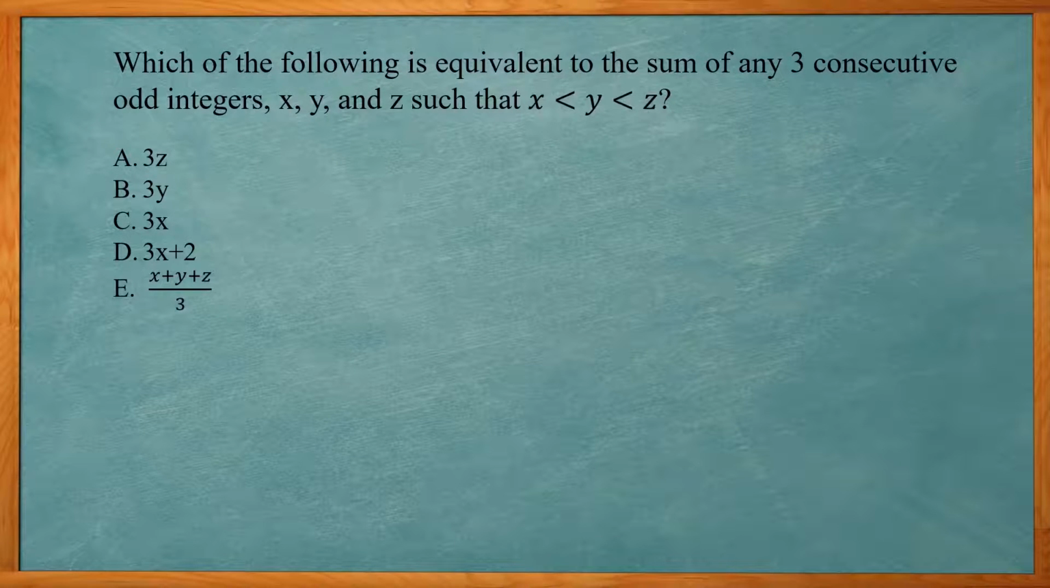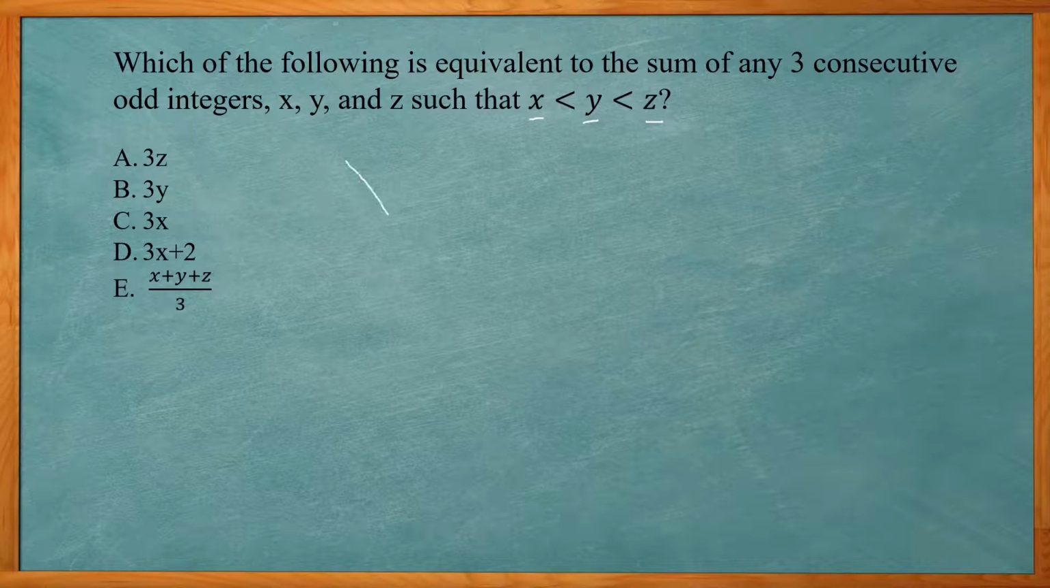This one says, which of the following is equivalent to the sum of any 3 consecutive odd integers, x, y, and z, such that x is less than y and y is less than z. So that basically means that x is the smallest, z is the biggest number, and y is in the middle of those two. Our answer choices are 3z, 3y, 3x, 3x plus 2, x plus y plus z, or 3. That last one would be just the average of those 3, so that wouldn't be the sum of all 3.